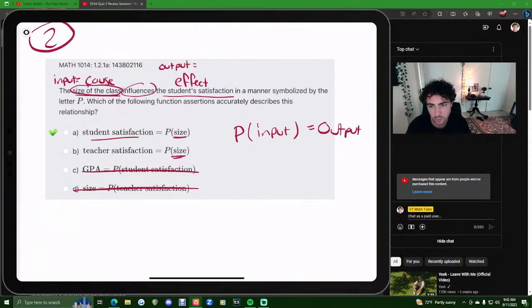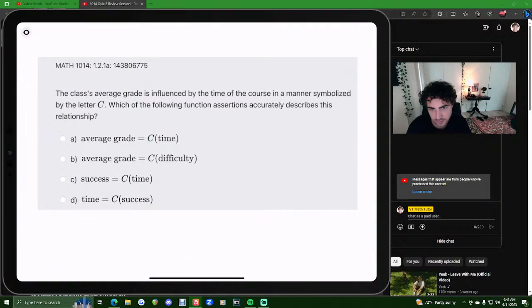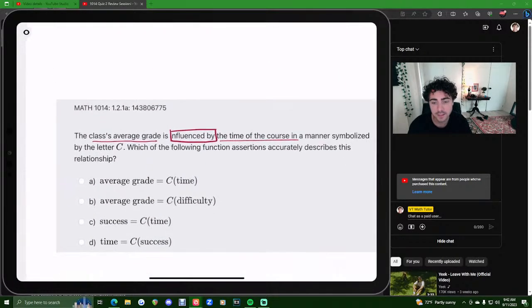Okay, let's try one more. The class's average grade is influenced by the time of the course. So again, just focus on what the two main variables are. And then think about the word choice in between them, the connector word or phrase, influenced by. Little different than the last one. Last one was influences. This one is influenced by.